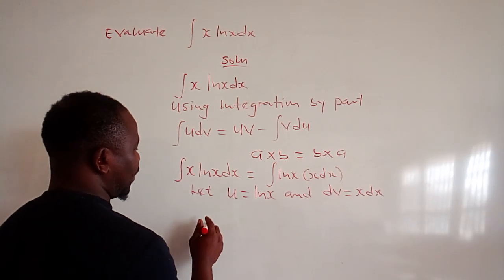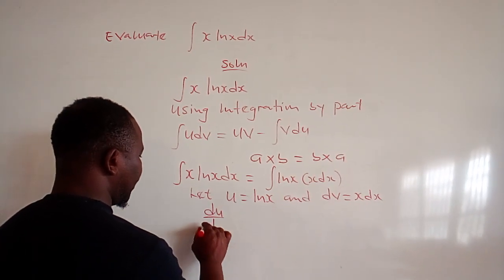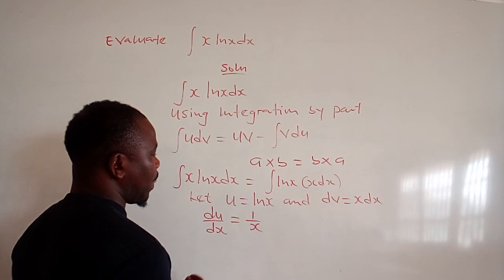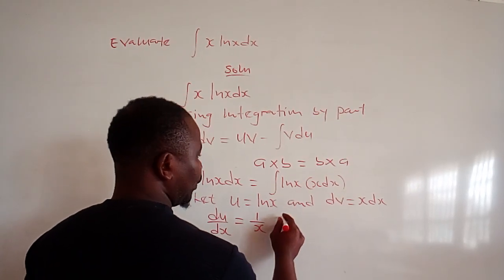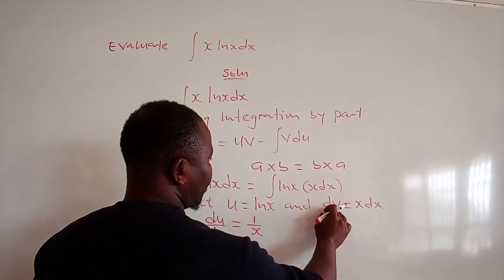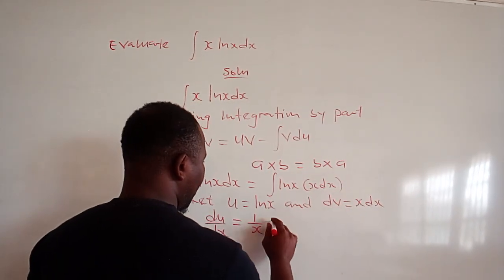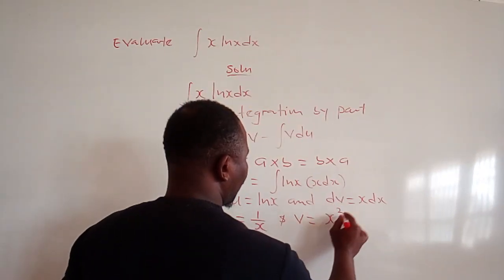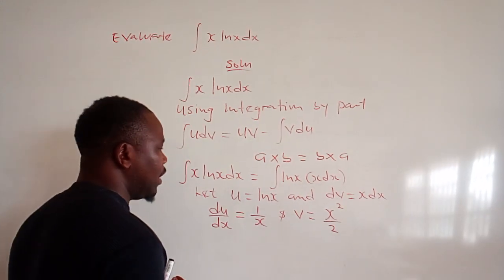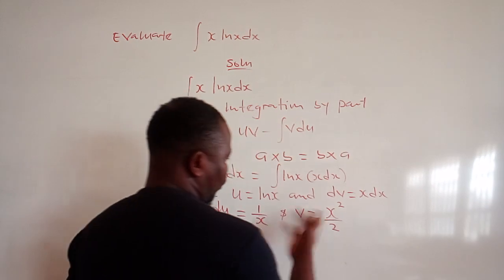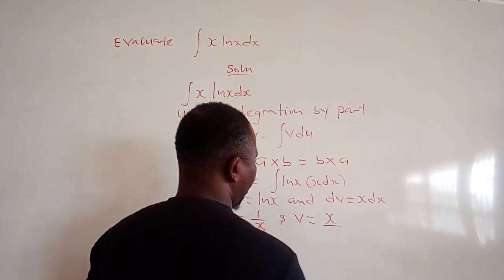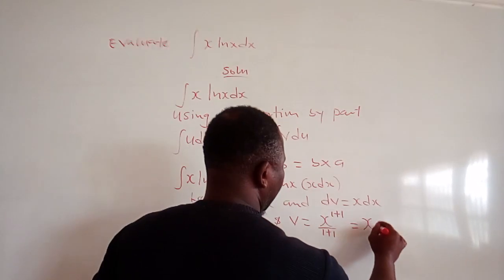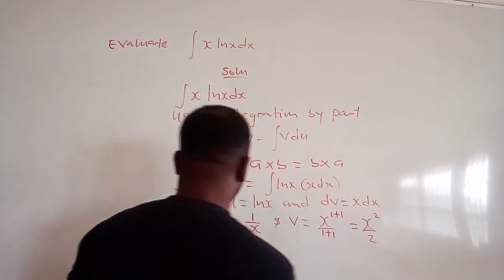If we differentiate this function with respect to x, our du over dx is going to give us 1 over x. Do you agree with me? Then we integrate this function both left and right with respect to x. We will have v equal to x raised to the power of 2 over 2. Is that clear? Okay, let's do it this way for the sake of clarity: x raised to the power of 1 plus 1 over 1 plus 1, which is equal to x raised to the power of 2 over 2. Do you agree with me?